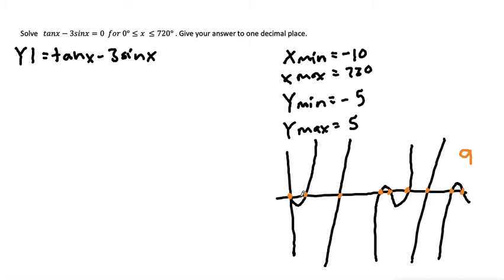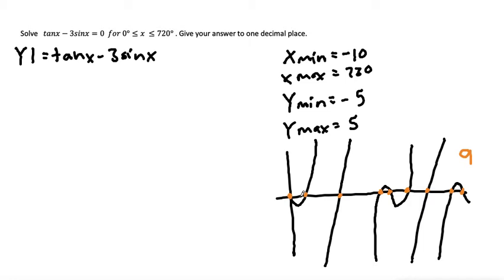Then you want to scroll to the right to make sure you can see that your cursor is on the other side of 0. I made it so that x is equal to 13 point something, and I hit enter. And then you put a guess. You want to make sure that your cursor is as close to the 0 line as you can.